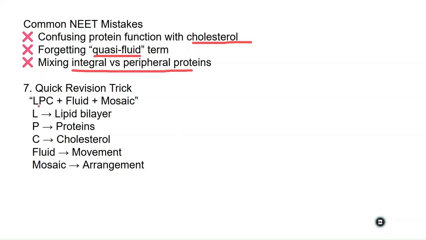Now you need to remember, what does our plasma membrane consist of? Lipid bilayer, proteins, cholesterol, and it is a fluid mosaic. Fluid means movement, mosaic in the sense of arrangement. The arrangement is not continuous, but it has some proteins and carbohydrates embedded in it.